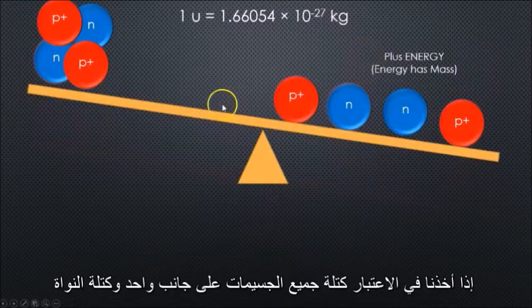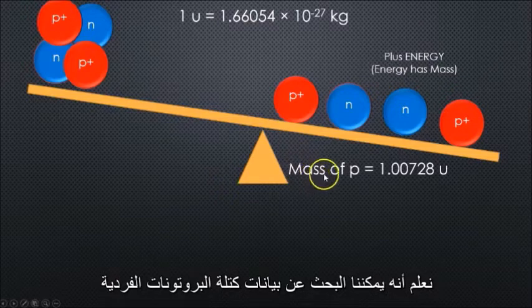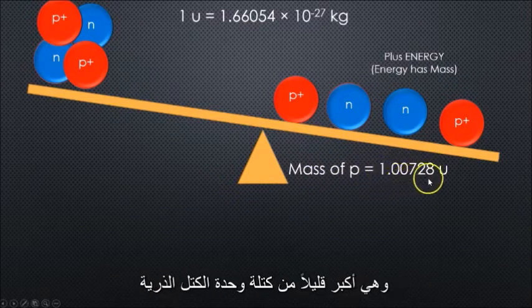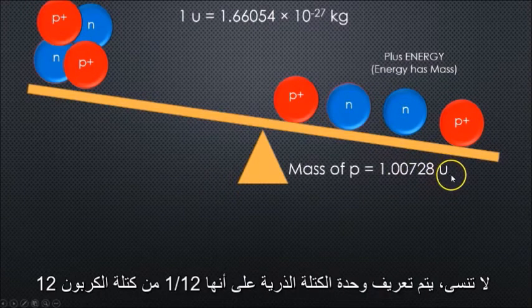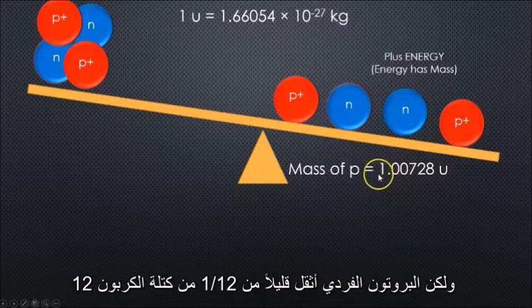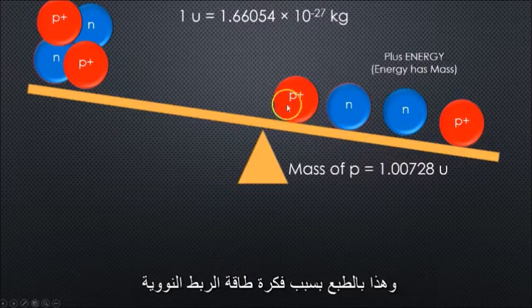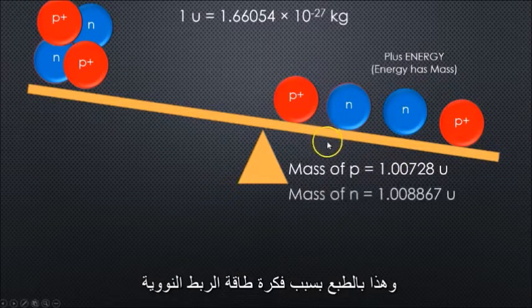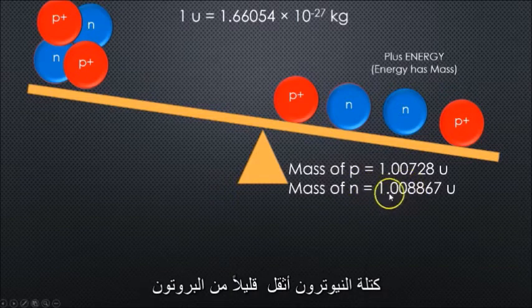So if we consider the mass of all the particles on one side and the mass of the nucleus, we know we can look up the data for the mass of individual protons, and it's slightly bigger than one atomic mass unit. Don't forget that atomic mass unit is defined as 1/12 of the mass of carbon-12, but an individual proton is slightly heavier than a 1/12 of carbon-12, and that's of course due to this idea of binding energy. The mass of a neutron is ever so slightly heavier as well, and slightly heavier than a proton.